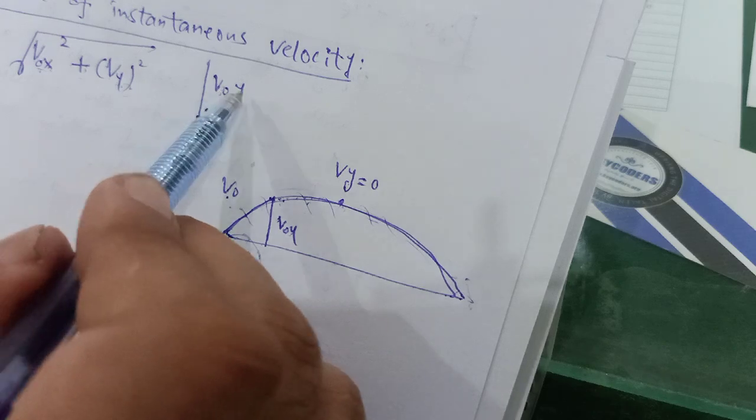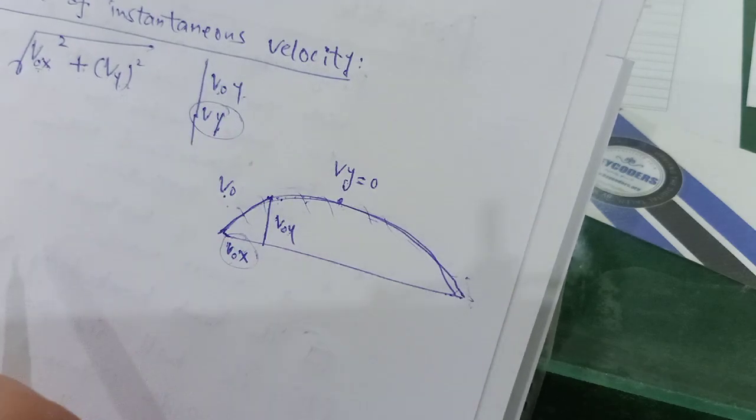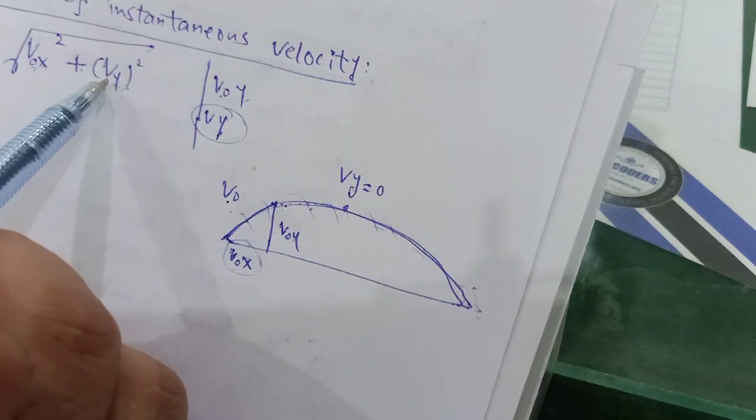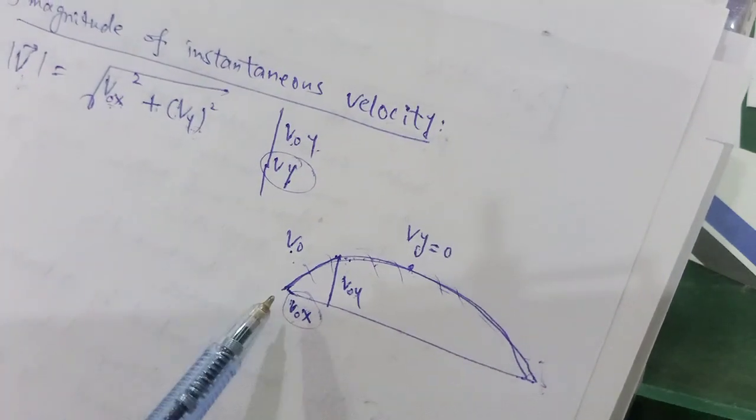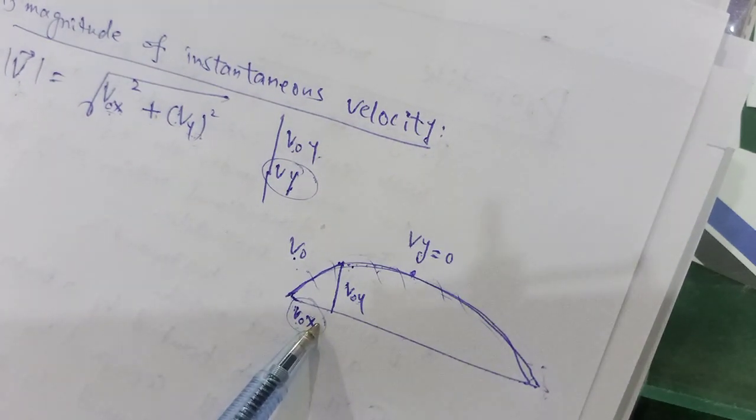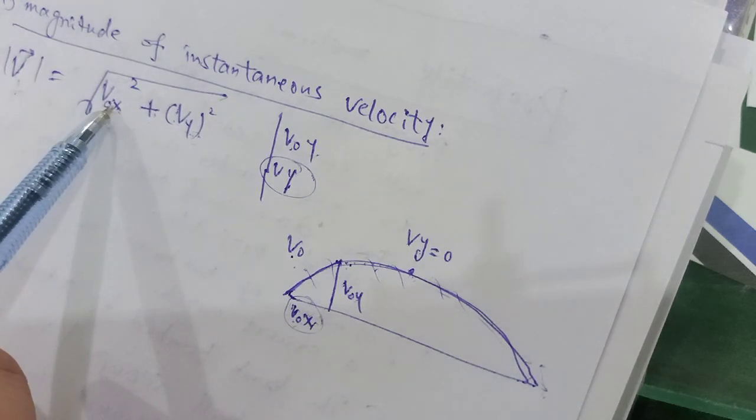So we will take V0y or Vy. We will take the final value of velocity. That is why we write Vy over here. Okay, during projectile motion the x component of velocity does not change, so we will write it as V0x.